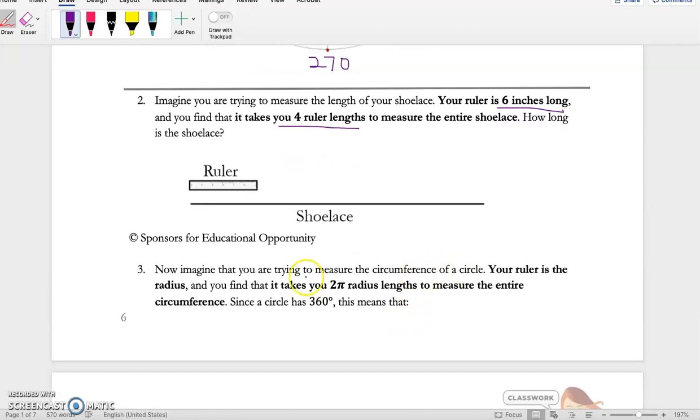Well, this is just helping you think of relationships. So now imagine that you are trying to measure the circumference of a circle and your ruler is the radius, right? And you find that in order to do the entire circumference, it takes you 2 times pi radius lengths. And remember, pi is not just a symbol.